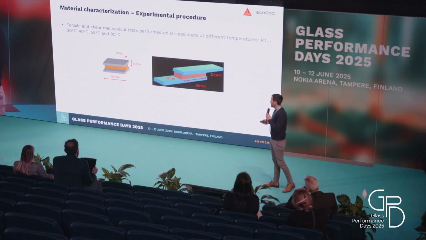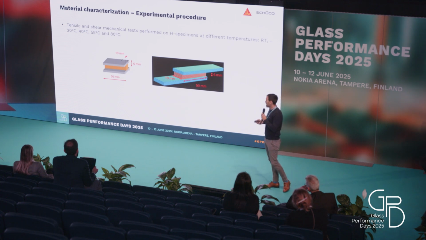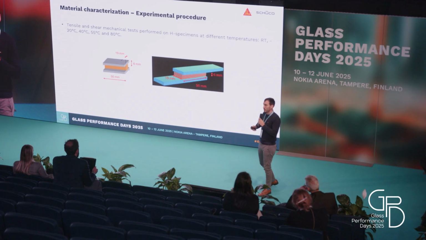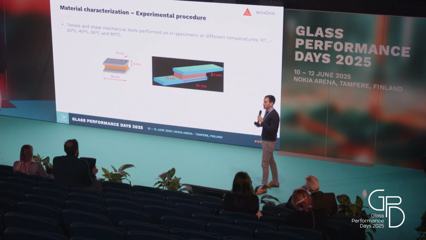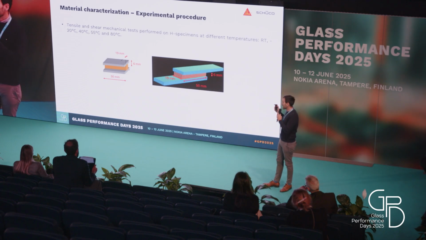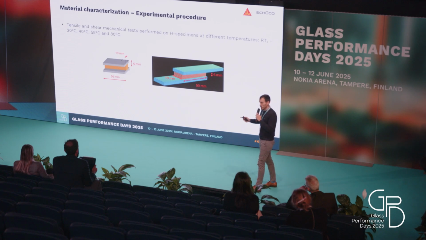So we start the experimental procedure with Schuko, and we need to test not only the mechanical performance and properties of the adhesive, but also the properties of the joint. The Schuko system has fixed joint dimensions, 19 millimeters by 6 millimeters, and then we evaluate the tensile and the shear properties of the joint.